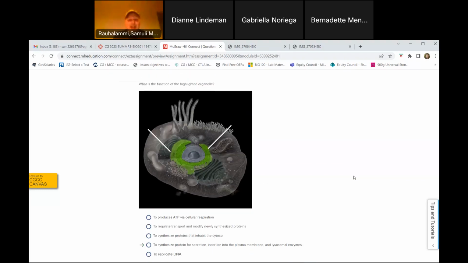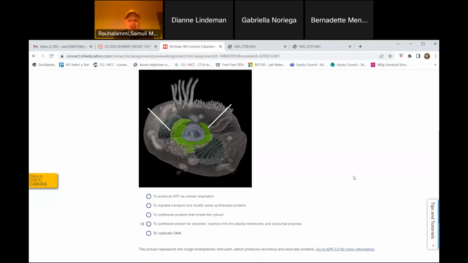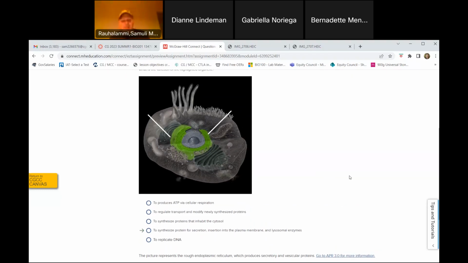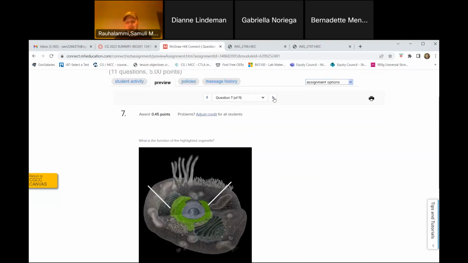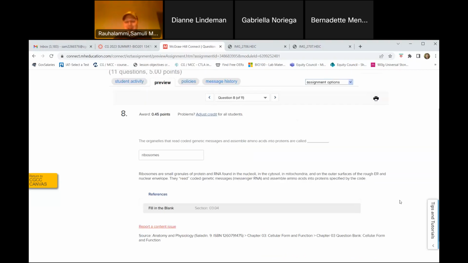Here we're seeing the endoplasmic reticulum highlighted. The endoplasmic reticulum is important for synthesizing protein for secretion, insertion into the plasma membrane, and lysosomal enzymes. So it really is involved in a lot of processes. Synthesizing proteins at the rough ER is a good clue for this question. Only a few more questions left. Here we have a fill-in-the-gap question, and we are being asked which organelles read coded genetic messages, the RNA, and assemble amino acids into proteins. They are called ribosomes.